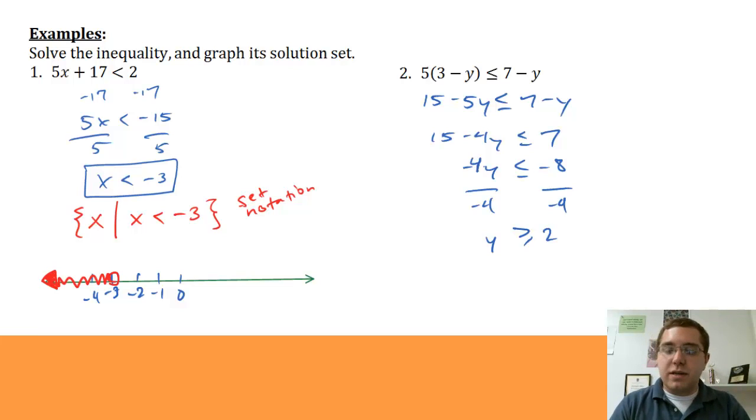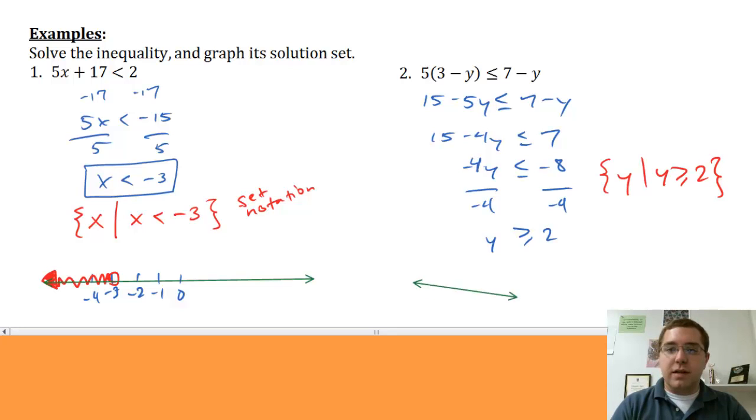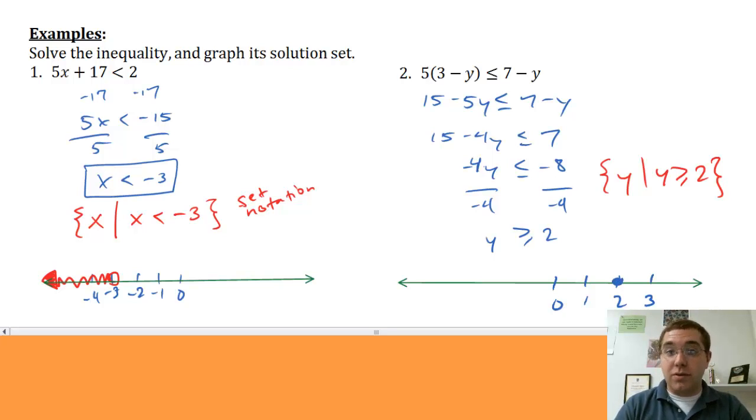In set notation, that looks like the set of all y such that y is greater than or equal to 2. And I can also graph it on a number line. 0, 1, 2, 3. I put a dot at 2, a closed circle, because this time I am including 2 in my solution set. And I shade to the right for greater than and put an arrow on the end.